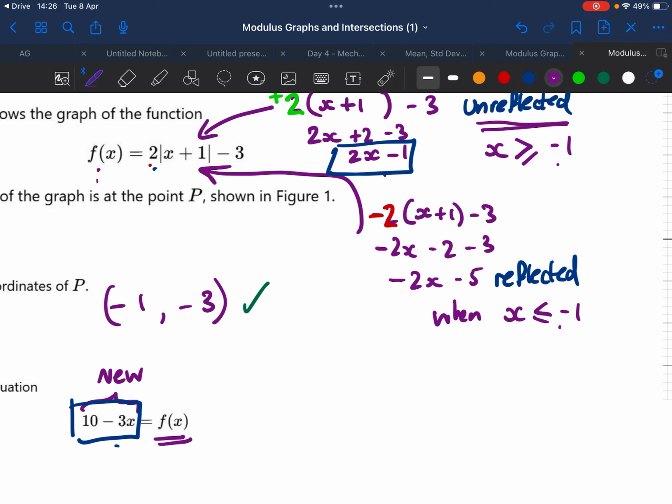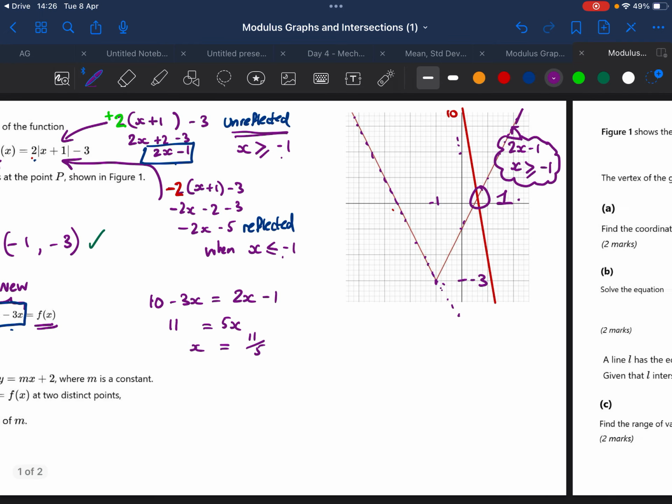So now we know all of that. Now we've done the detective work. Let's write it out. So 10 minus 3x is equal to 2x minus 1. So I'm going to say 11 equals 5x, x equals 11 over 5, or 2.2.